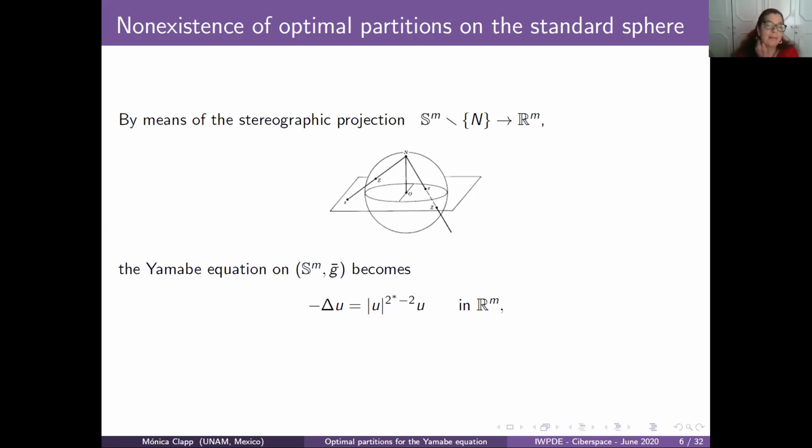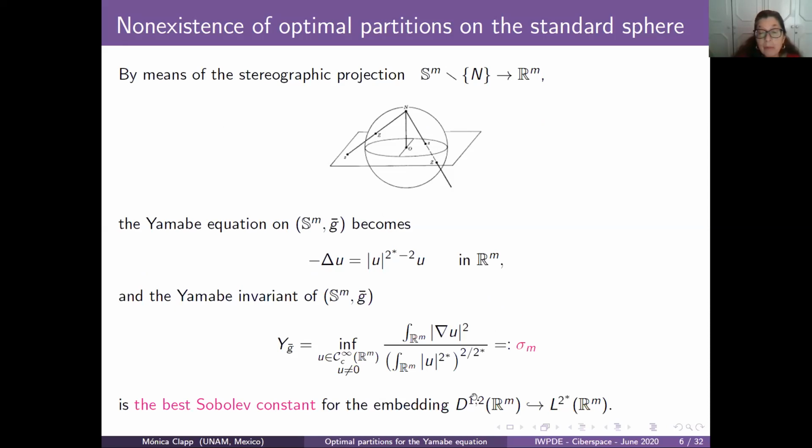Okay, sorry. So then we have the stereographic projection, and the stereographic projection transforms the Yamabe equation on the sphere to this other equation, which is very well known to all of us. And what is the Yamabe invariant? Well, the Yamabe invariant is nothing else but the best Sobolev constant for the embedding of the Sobolev space into L^{2*}. I will be using the letter sigma for this best Sobolev constant because I have already used capital S for the scalar curvature. So sigma is the best Sobolev constant, which is the Yamabe invariant on the sphere or in R^n.